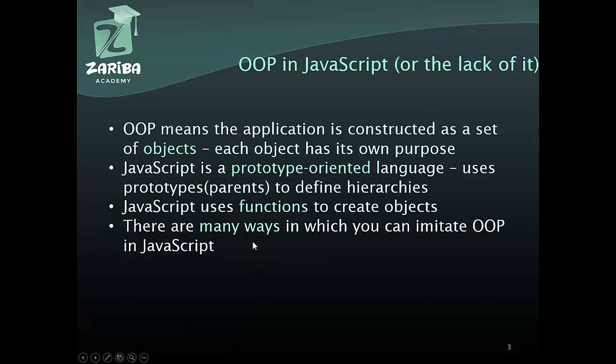Object-oriented programming means the application is constructed as a set of objects. We have objects, inheritance, polymorphism, abstractions, getters, setters, and so on. Here we don't have this, since JavaScript is a prototype-oriented language, which means that anything that you create, even if it's a string or a bunny, any type that you have, has a prototype, which is something like a parent for this class. You'll see what I'm talking about in one of the next slides.